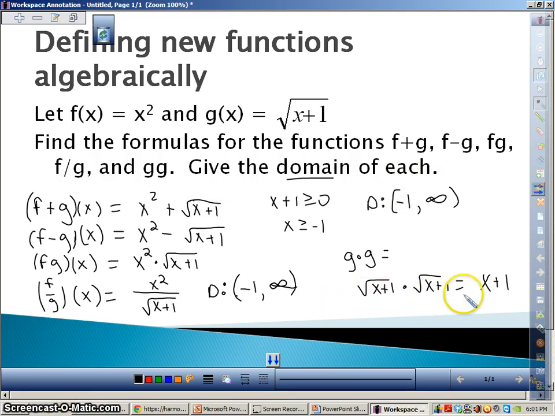So one last thing on this screen, our domain for this one right here is still going to be negative 1 to infinity, because if it's not something that's defined for g, when we multiply it times itself, the domain will still be restricted to the original function. So even though we have x plus 1, which you would think would be all real numbers, it is not. So keep that in mind when you're doing your domains.